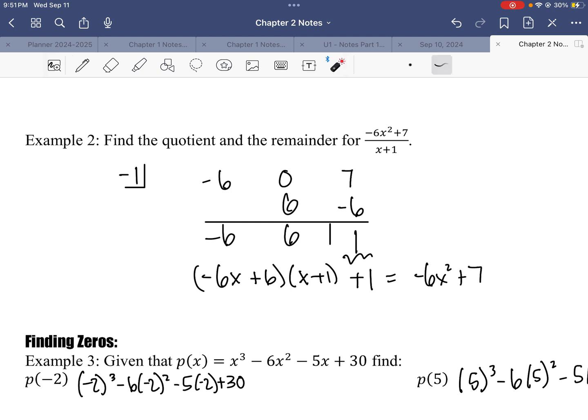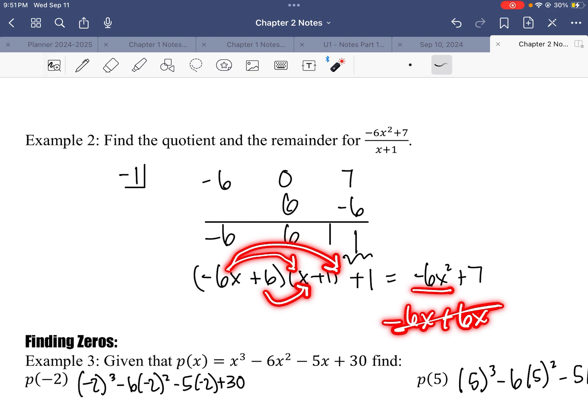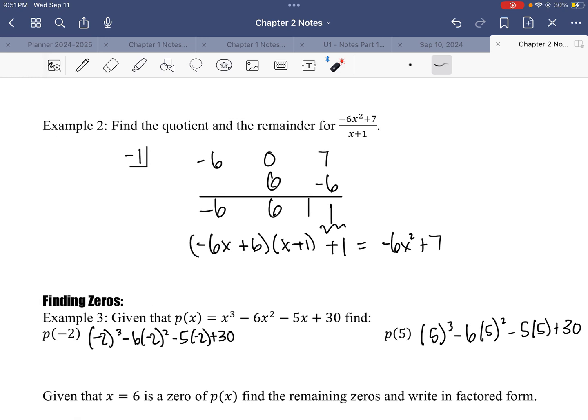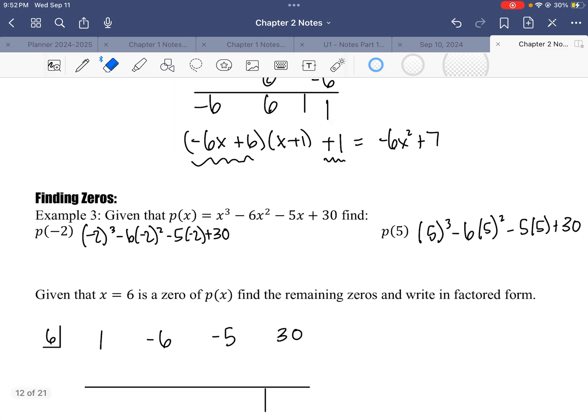So let's check. Negative 6x times x gives me negative 6x squared. Negative 6x times 1 gives me a negative 6x. But a positive 6 times a positive x gives me a plus 6x, which is why those two disappeared. And then 6 times 1 gives me a 6. But of course, 1 plus 6 is 7. Okay, so when I asked you to find the quotient and the remainder, here's your quotient, here's your remainder. All right.